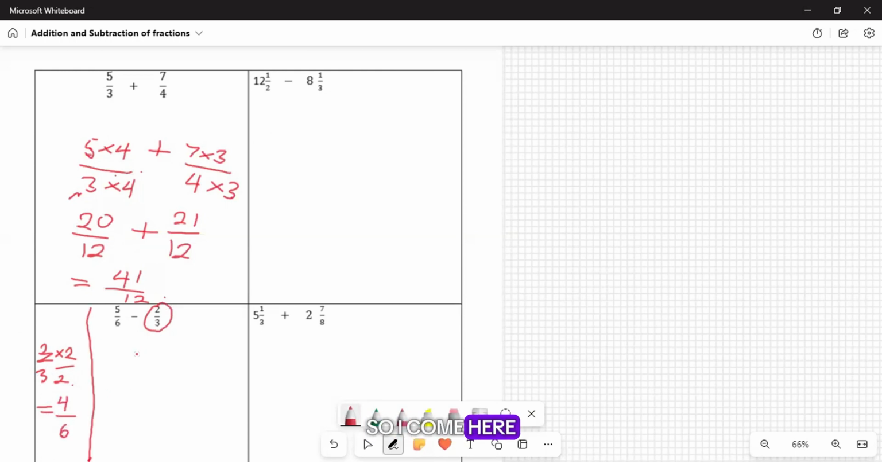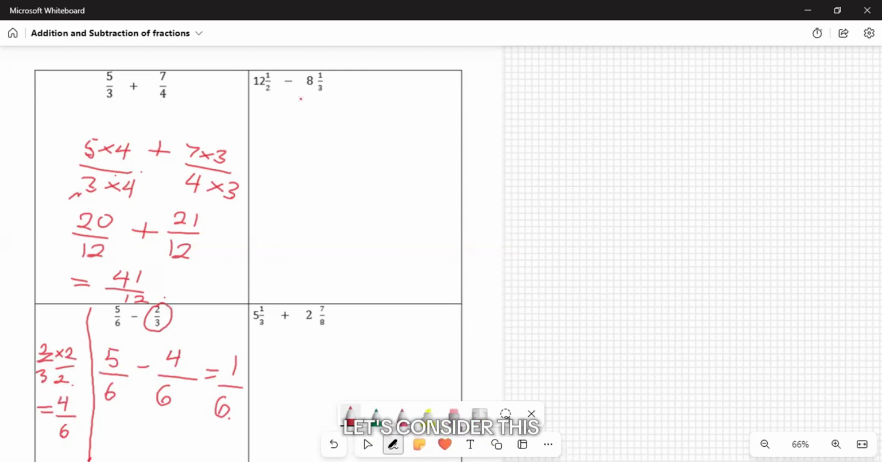So I come here and I do the substitution. I have found the equivalent fraction of this. So I have 5 over 6 minus 4 over 6, which is the same as 1 over 6.